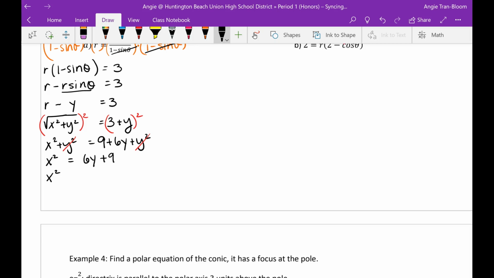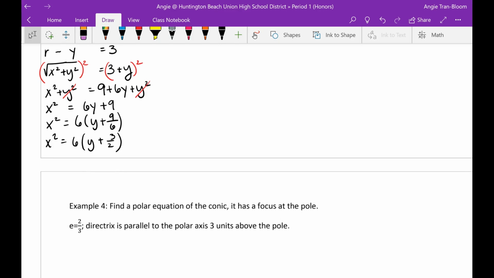I want to put it in standard form, so it's easy for me to graph. Standard form means I would need to factor out that 6, so that's going to be 9 over 6, which I will reduce. So x squared equals 6 times y plus 3 over 2. To put it in standard form, I'm going to move the 6 to the other side. So now I have y plus 3 over 2 equal to 1/6 x squared. That is my final equation because that's my standard form. So I know from this it is a parabola.